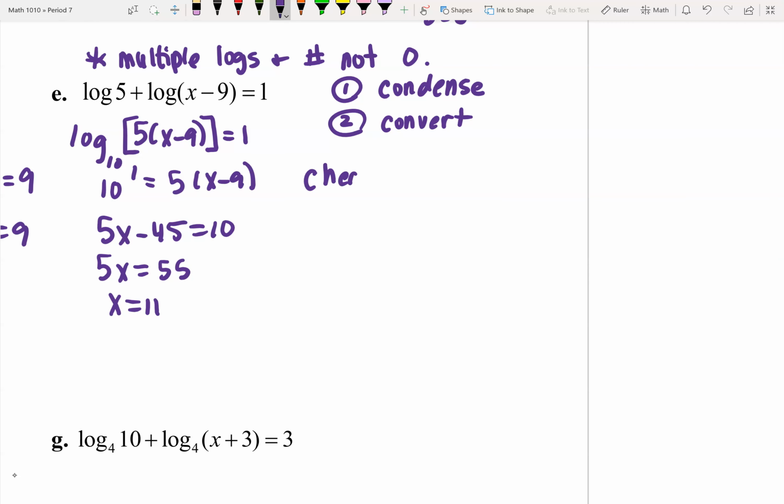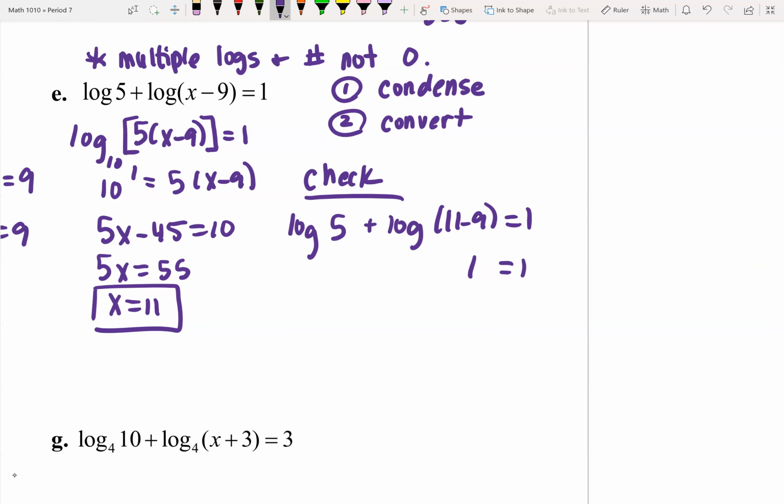So thank you, guys. Okay, everybody write the word check. And go log of 5 plus the log of 11 minus 9 is equal to 1. You put the check in on the left by yourself. So start seeing if you know how to put that thing in. Did you get a 1? You should have gotten a 1. If you didn't get a 1, then you didn't put it in correctly. Does anybody need help putting that in?